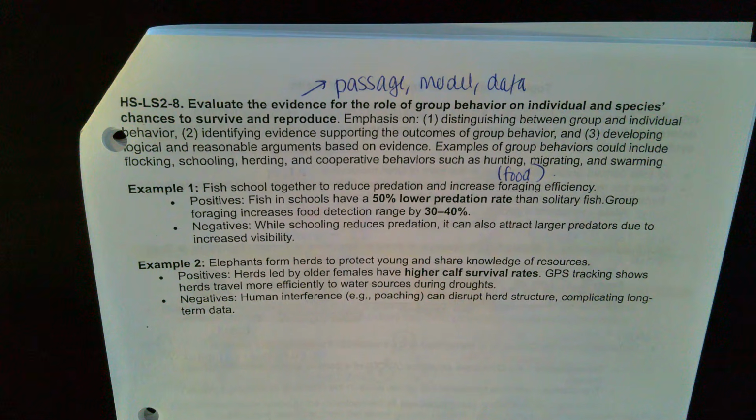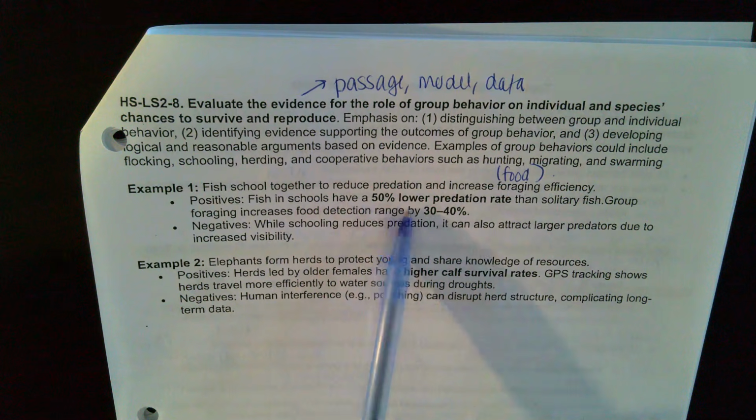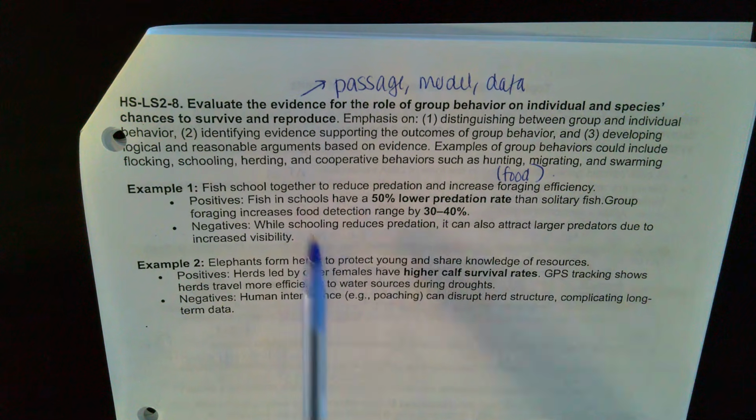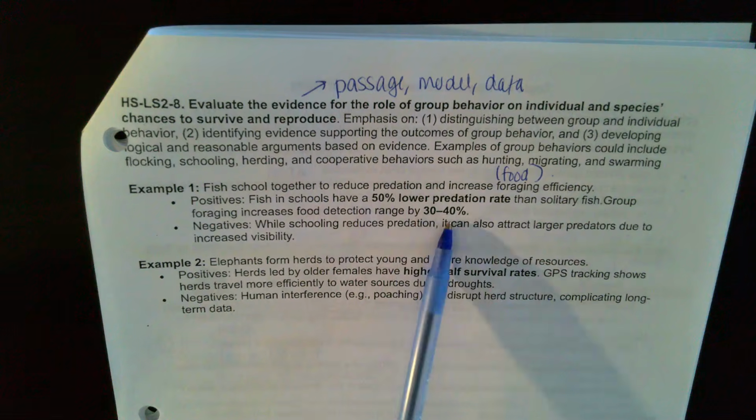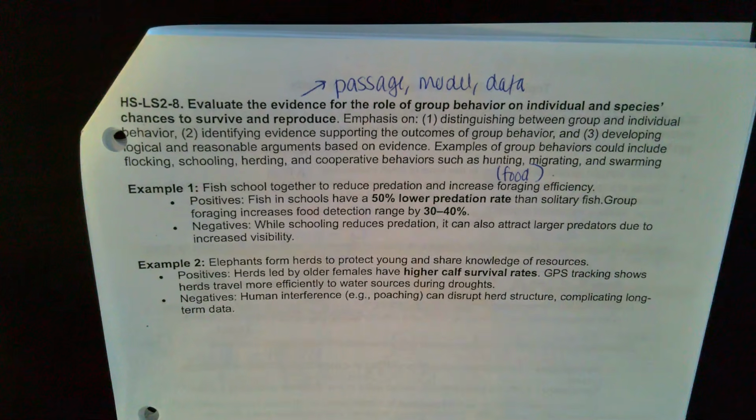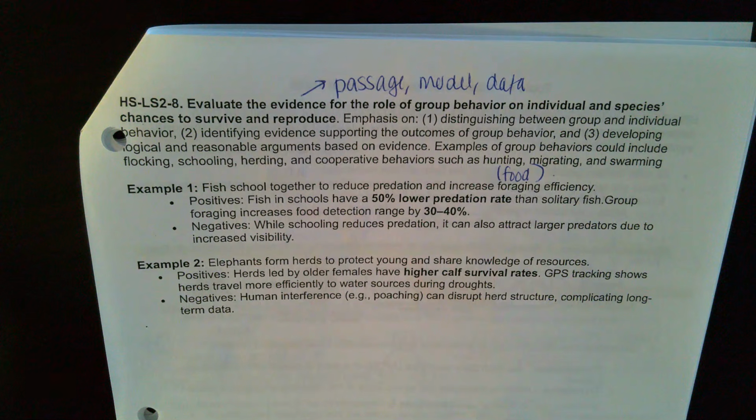So it says it lowers the predation by 50%. In food detection, it increases by 30 to 40. Negative, it reduces predation, but also bigger predators are like, hey, look over there, I see you. You're really obvious because you're all together. So positive and negative, but even still it reduces predation, so that's a positive.